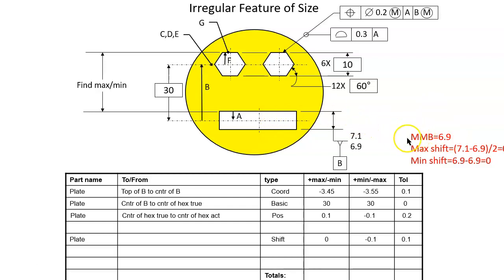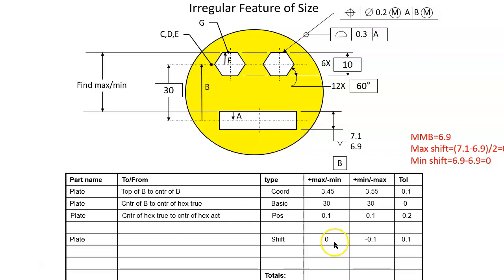Our MMB, since we don't have any GD&T on the datum feature, is just going to be equal to the MMC size of 6.9. And then our max shift is going to be the largest slot of 7.1 minus 6.9 MMB divided by 2, which makes 0.1. And our min shift is going to be the MMB of 6.9 minus the MMC of 6.9, which is 0. So it's a unique thing when you have no GD&T on your datum feature that your min shift is going to be 0.